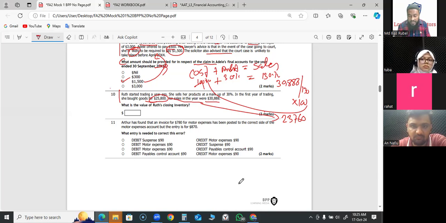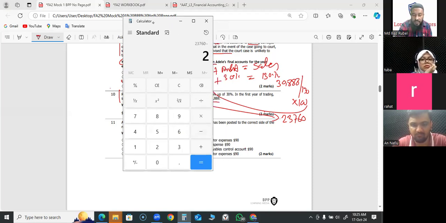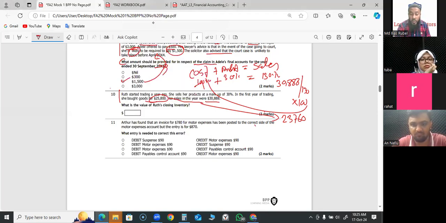Can you please get that difference? I'm doing a minus format: 25,800 minus 23,760 is 2,040. 2,040 is the value of the closing inventory.